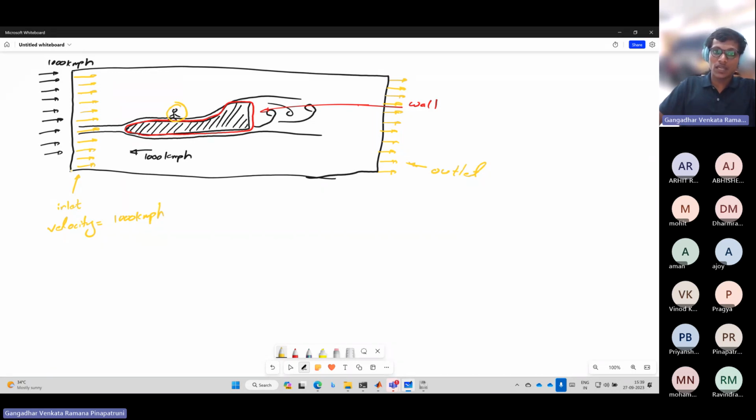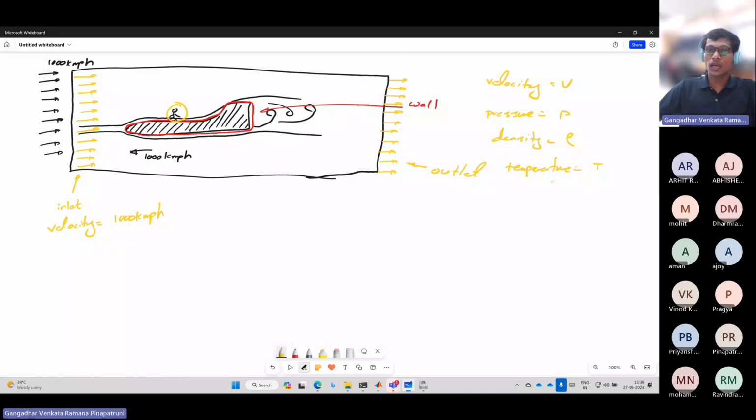What are the other parameters I have in my governing equation? If you see the Navier-Stokes equation, we have not only the velocity, we also have, let me show you the parameters so that you can understand. We have the velocity V, pressure P, density rho, temperature T.